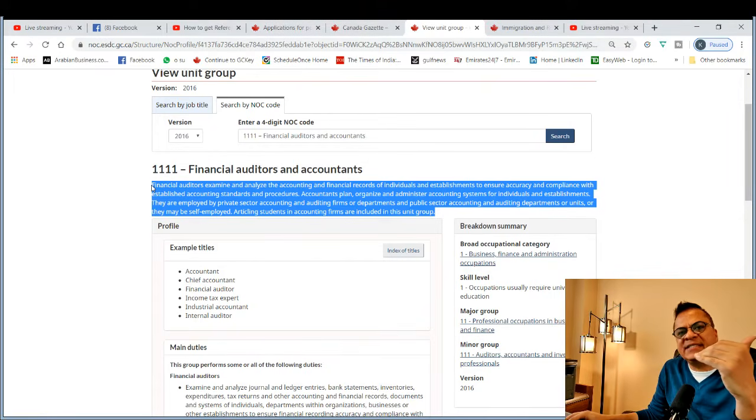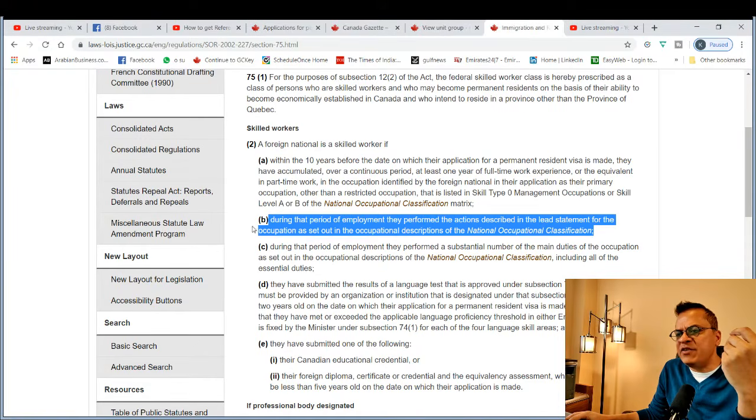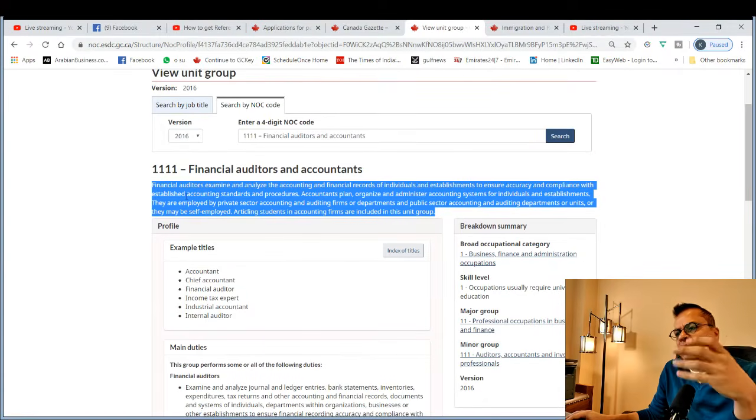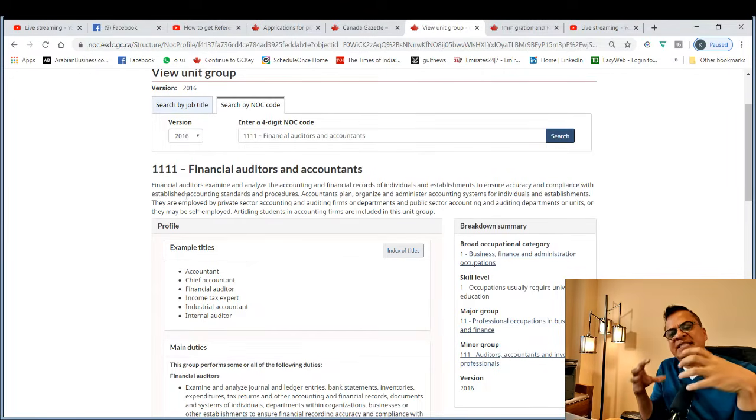So when it is asking you here, section 75(2)(B), it says during that period of employment they performed the actions described in the lead statement for the occupation. So coming back here, this is your lead statement. Now the visa officer will always be checking, because it has been stated in the law, it is already set in the immigration law that your duties and responsibilities must match the lead statement, or the activities in the lead statement. So what are the activities here?